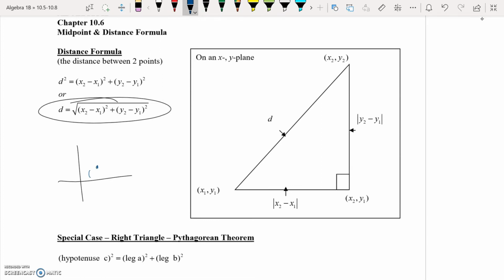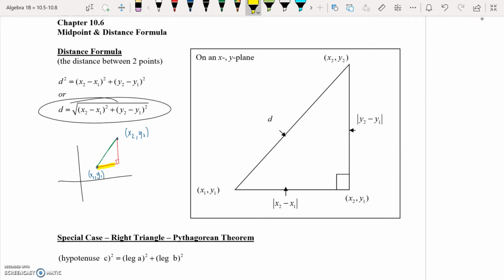So let's say I have a point here and we're going to give its coordinates x1, y1. And we have another point right here, and we'll call that x2, y2. Our goal is to figure out what is the straight shortest distance between them. Now, because it's going on a diagonal, I can't just count the units. However, if I find the horizontal distance between them and the vertical distance between them, that creates a right triangle.